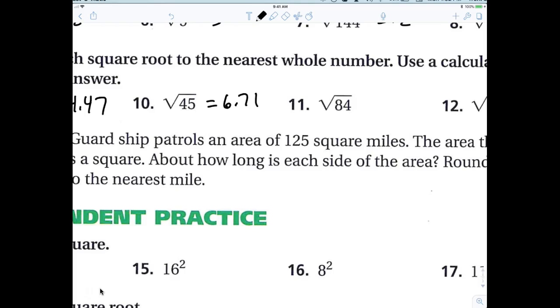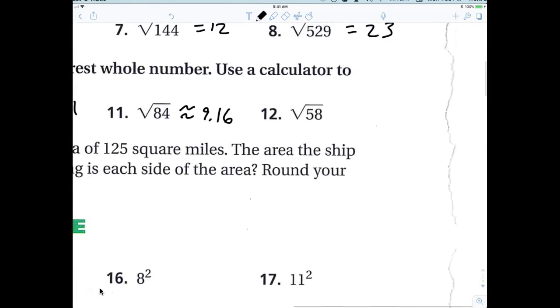So you hit the square root button, the second button. Clear it out. Square root. Approximately 9.16. Is everybody hearing me on this? Everybody good? All right, and then the square root of 58 is about 7.61.